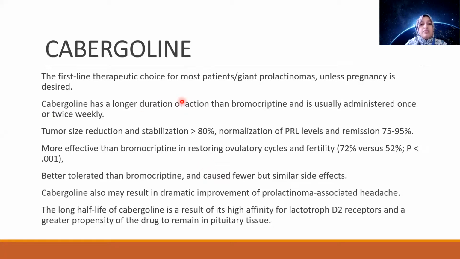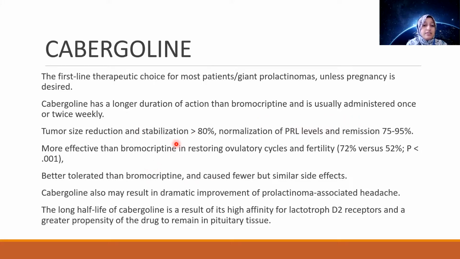So cabergoline is the first-line therapeutic choice for most patients with even giant prolactinomas, unless there is a pregnancy which is desired, because there is little data about the safety. However, there is no adverse effect so far in literature, so people often continue using cabergoline even during pregnancy. Cabergoline has a longer duration of action than bromocriptine and is usually administered once or twice weekly.